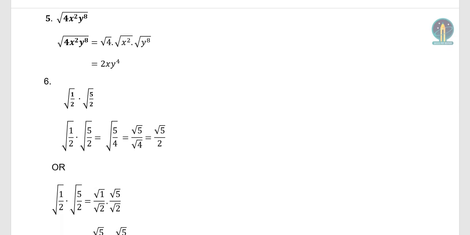Next example. The square root of 4x squared y to the 8th. Again, separating them, we get the square root of 4 times the square root of x squared times the square root of y to the 8th, which gives us 2x y to the fourth, right? So this is the final result.